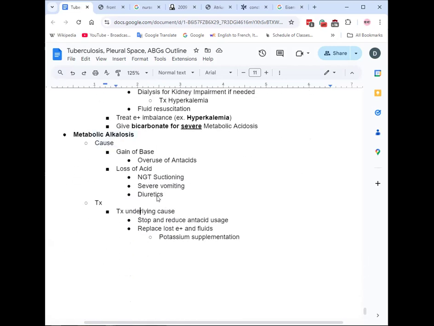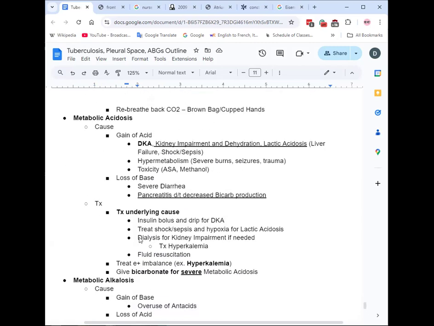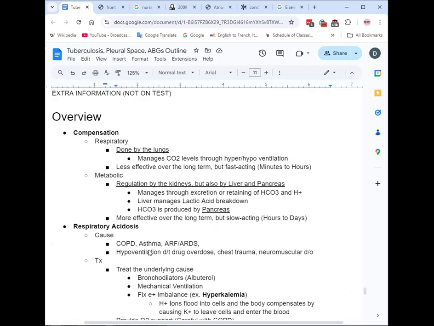And then alkalosis can be things that lose acid, like NG suctioning, vomiting, diuretics, and either that or gain of base, so taking too many antacids. And typically the underlying cause is relatively similar. Again, you don't get tested on this, I don't think. But treating the underlying causes is most of the time the way most of these are solved.